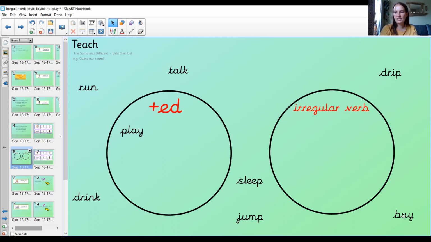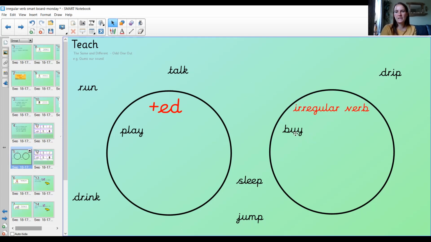So let's have a look at this one, buy. So I'm going to go to the shops and buy a sandwich, okay? But if I already had that sandwich, I've already been to the shops, then I can't say I buyed a sandwich. Does that make sense? Buyed a sandwich? No, we couldn't say I went to the shop and buyed a sandwich. So we know it's not an ed verb.